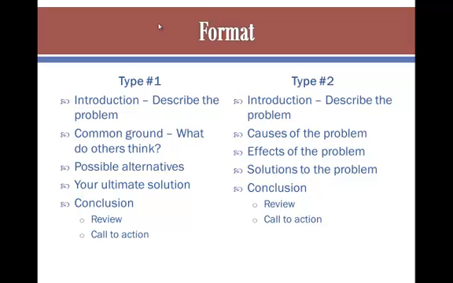Then, if you're going with type 1, you can take a look at common ground. What do others think about this problem? What solutions have they come up with? And that goes along with possible alternatives. In this section, you could include the details as to why these solutions did or did not work. You then want to include your ultimate solution, along with details as to why your solution is the best. And then in your conclusion, review the information you've covered, and you want a call to action. You want to convince people that they need to get up and do something, specifically your solution, to fix the problem at hand.